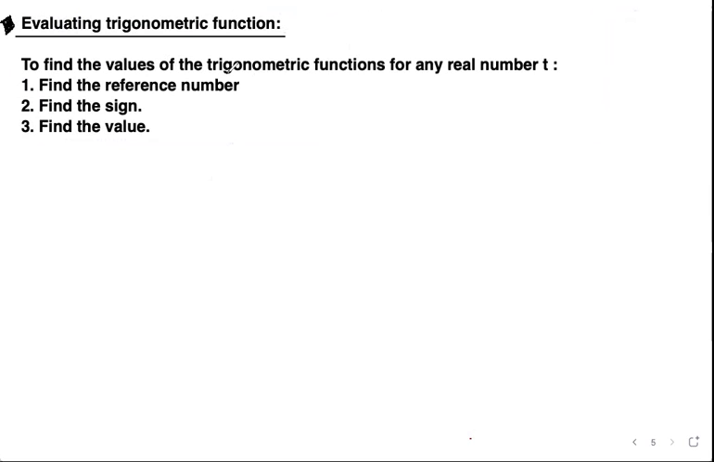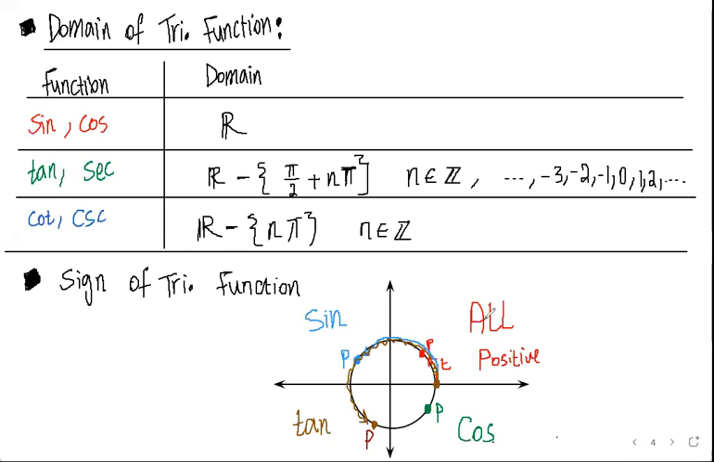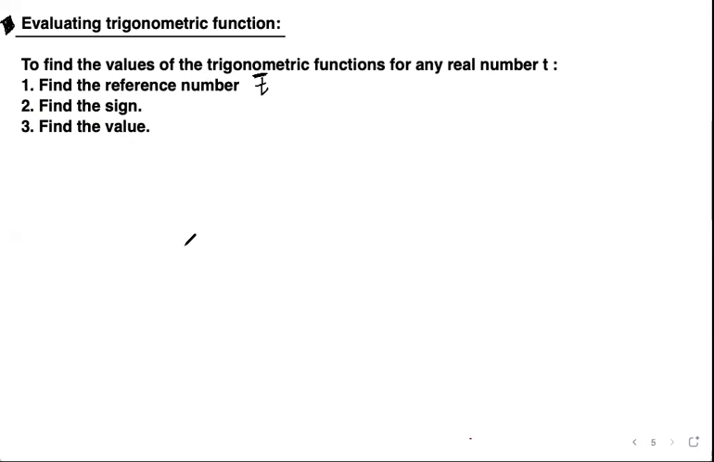To find the value of the trigonometric function for any real number t, the first thing we have to find is the reference number. Second, we have to find the sign. Third step, we have to find the value. The reference means t bar, from the last lecture. Find the sign by using All Sine Tan Cosine. Find the value.